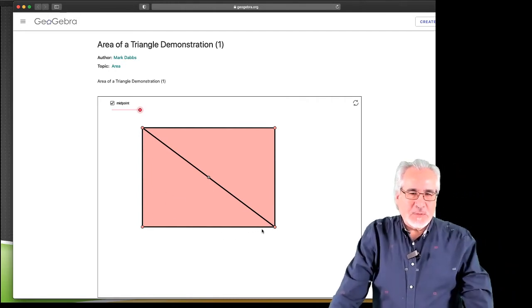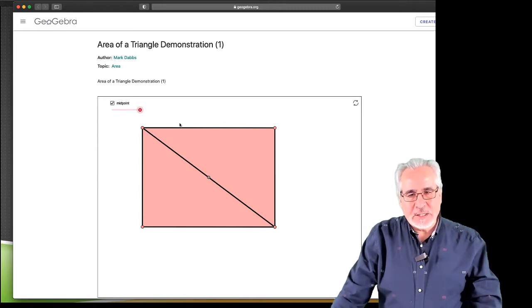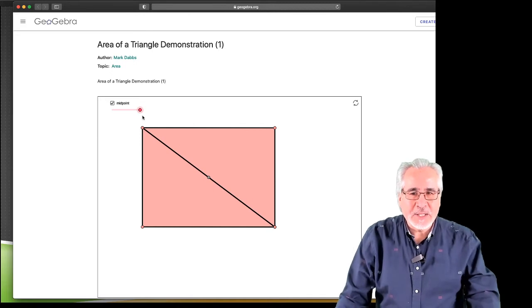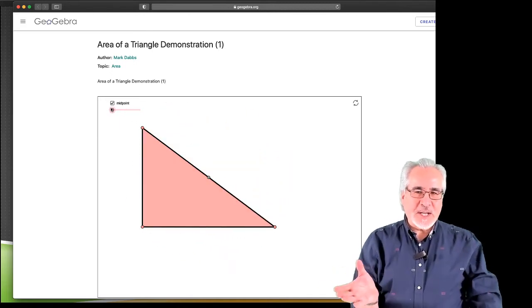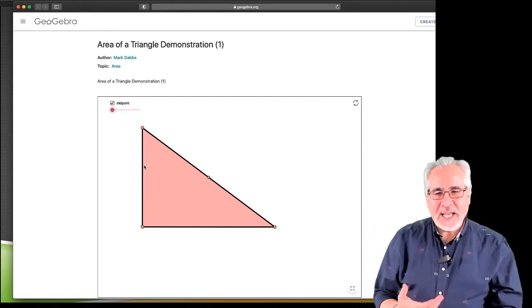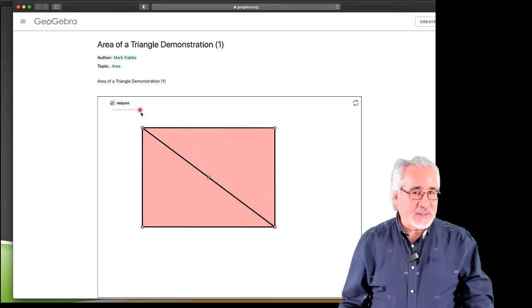If we were to take the base times the height, we would get the area of this whole rectangle. But that's not what we have. We only have half that area. So when we talk about the triangle, it is base times height, but we have to divide that in half because we have this, not this.